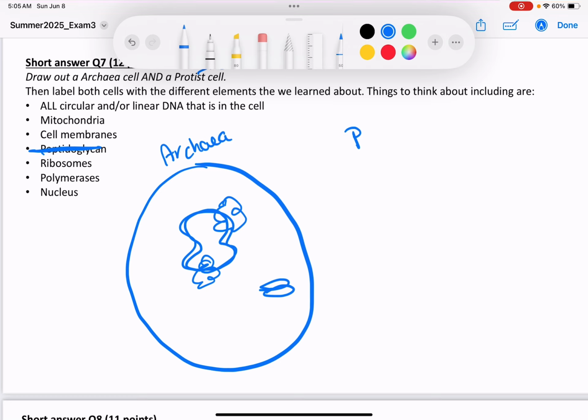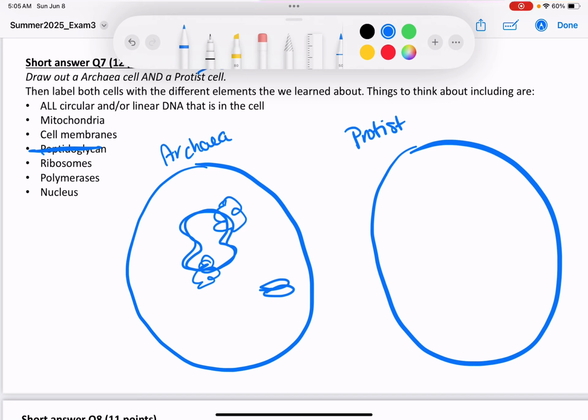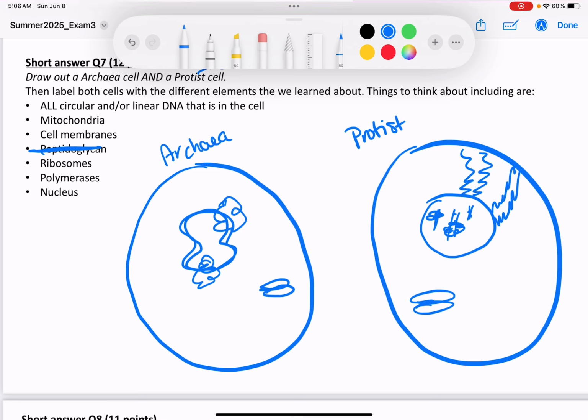And then the protist is going to have a nucleus, and it will have linear DNA in it. And it will have that complex ribosome again. It'll have those polymerases. It has that nucleus. I'm going to draw the endoplasmic reticulum because I can't not draw it. Okay. And the mitochondria does have, so there's an inner and outer membrane. It has circular DNA on the inside of that. Okay, so I'm going to label and then see if I can check everything off.